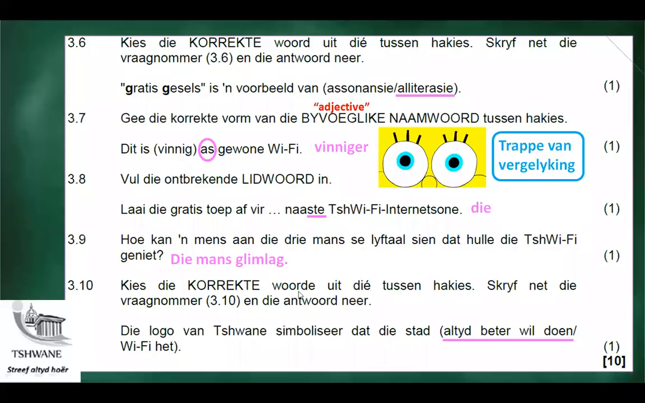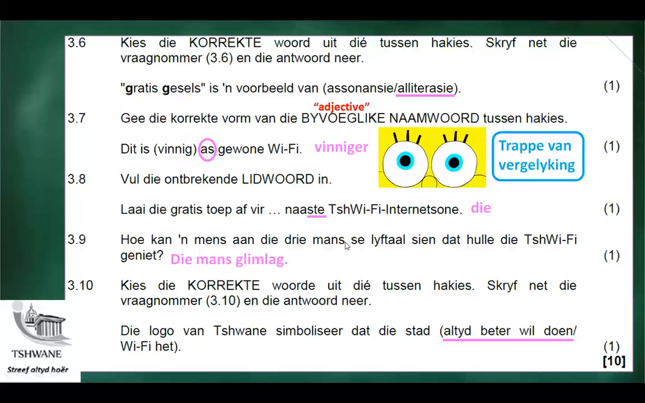Kies die korrekte woord uit die tussen hakies. Die logo, so ek het hom hier ingesit, streef altyd hoër. Van Swane symboliseer dat die stad altyd beter wil doen of Wi-Fi het. Now they wanted you to look at the one with streef altyd hoër, and that then tells us dat hulle altyd beter wil doen. They want to improve themselves.